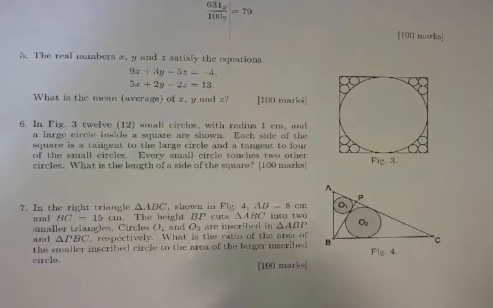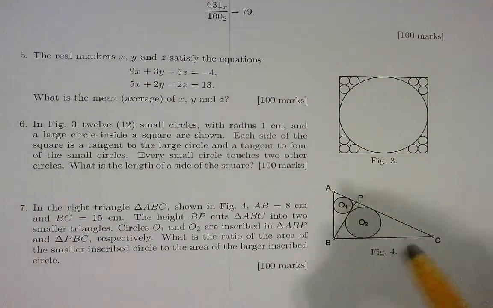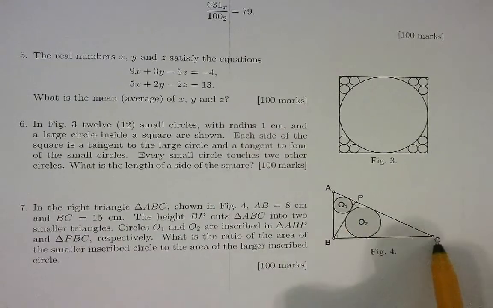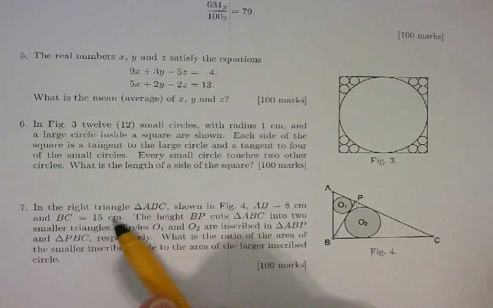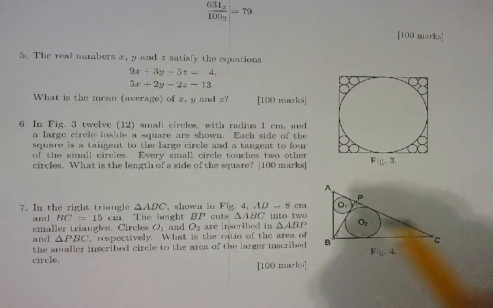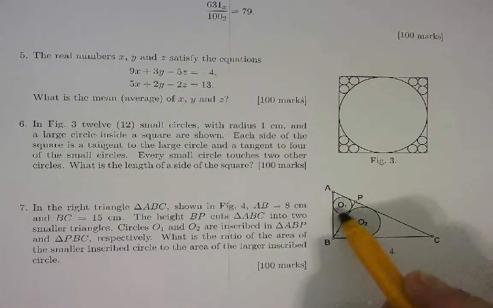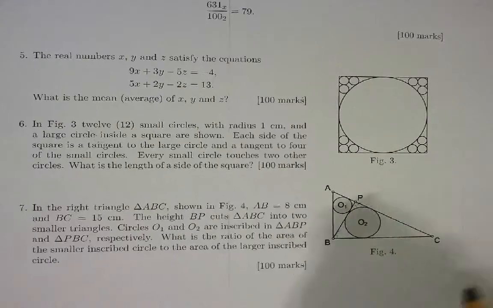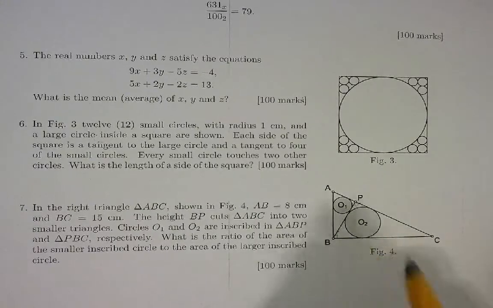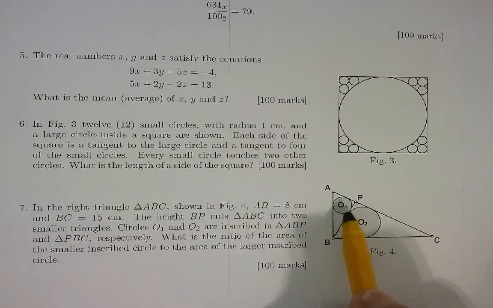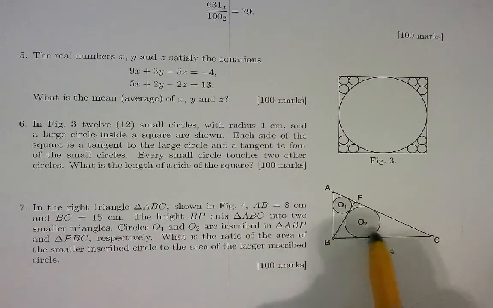So we've got question number 7. For question number 7, we've got this right angle triangle with given side lengths. We've got this perpendicular line here. Then we've got these two in circles over here. And we are asked what is the ratio of the area of the smaller circle to the area of this larger circle.